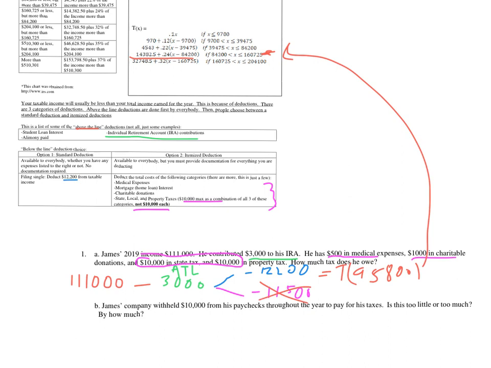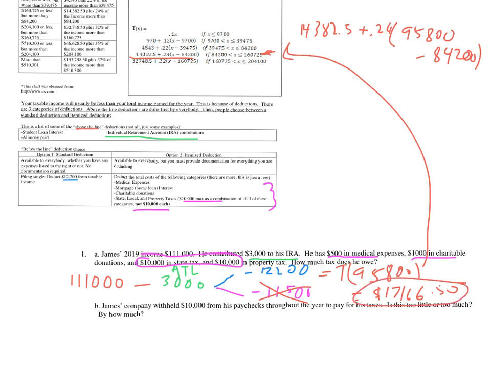So on my calculator, I'm going to do 14,382.5 plus 0.24 times, and instead of x, of course, I'll put 95,800 minus 84,200. So I would definitely just type all that in the calculator, and I get out that we owe $17,166.50.